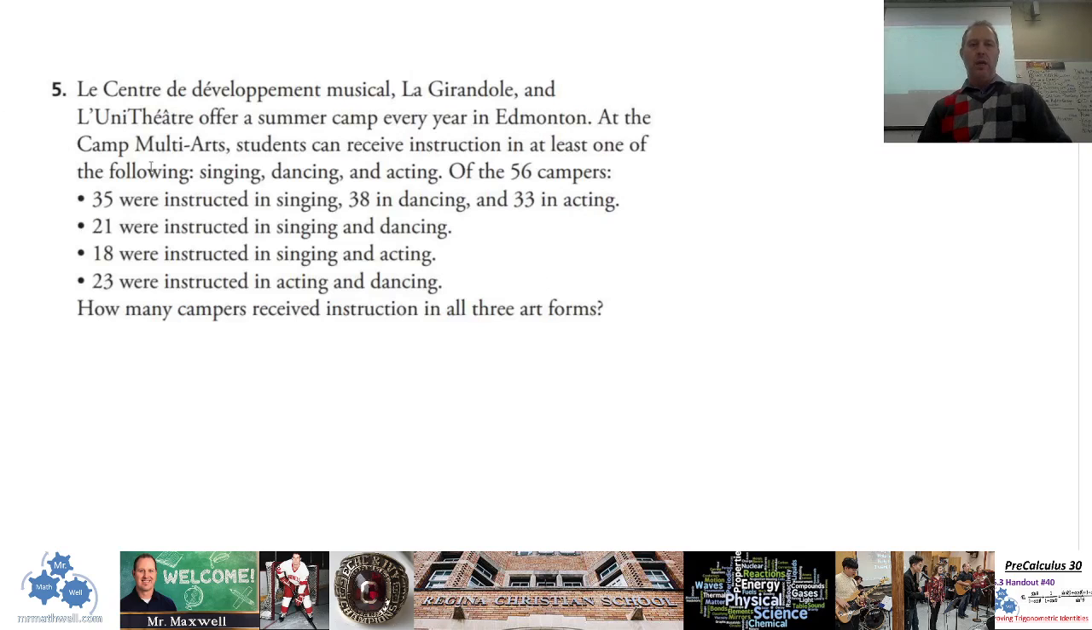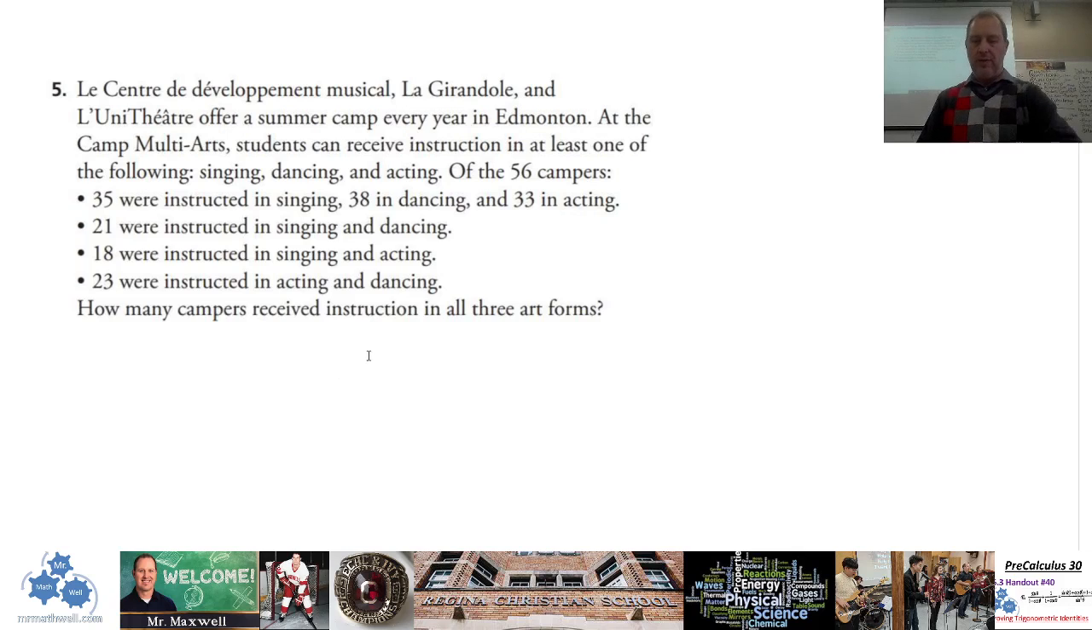So for question number 5, pause the video right now, give it a try, see if you can come up with, this is the question, how many campers received instruction in all 3 art forms? So you got to figure out where that is in the Venn diagram and how to use your principle of inclusion, exclusion. That's going to be the easiest way to do this question, okay? So pause the video, give it a shot.